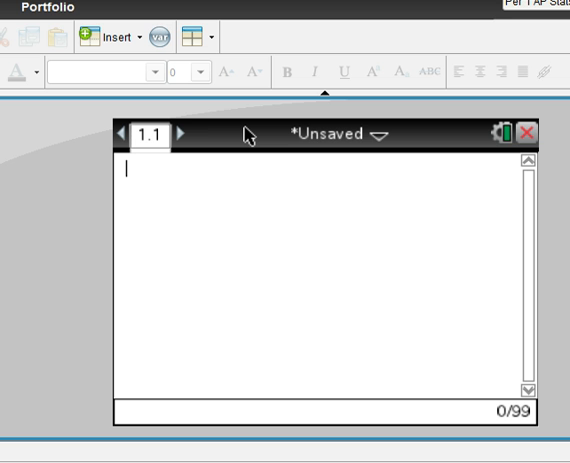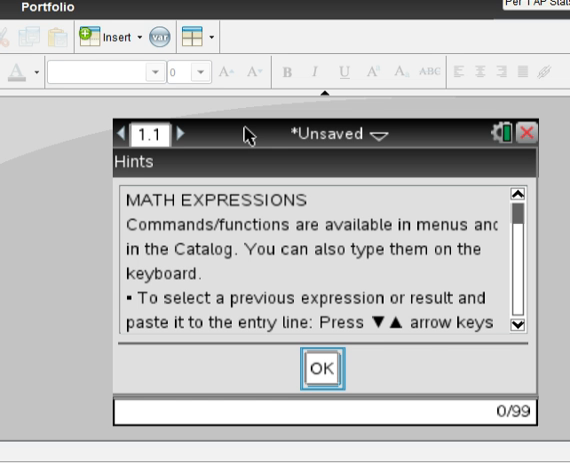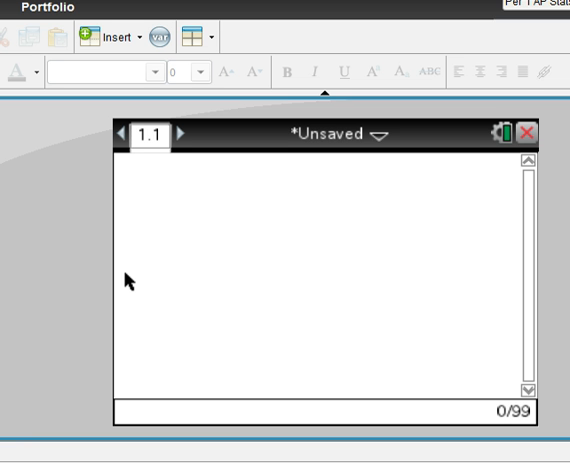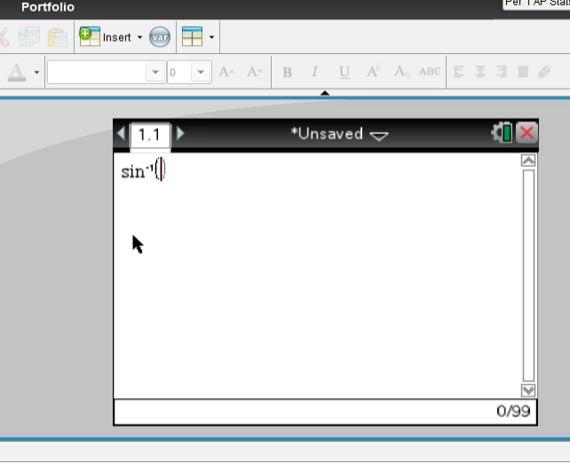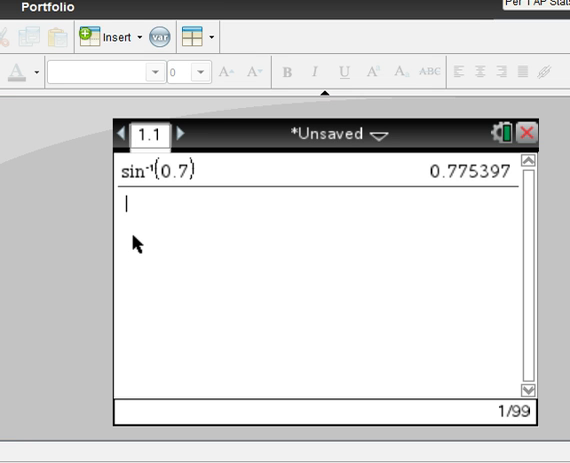On the calculator, I'm going to go to trig here. Okay, I want to do inverse sine of 0.7. And that gives me 0.7753. Now remember we talked about before that pi over 2 is about 1.57. So this is going to be less than pi over 2.